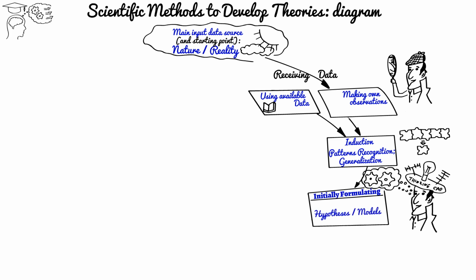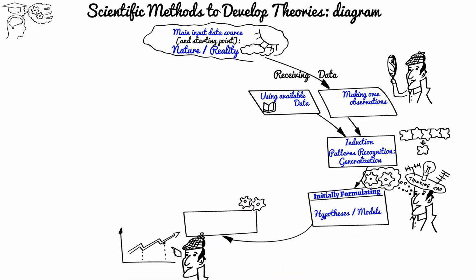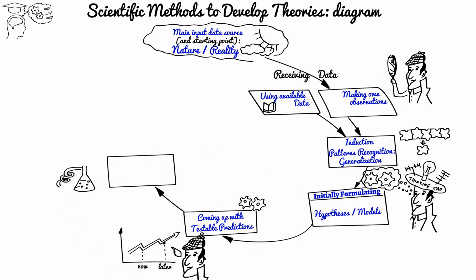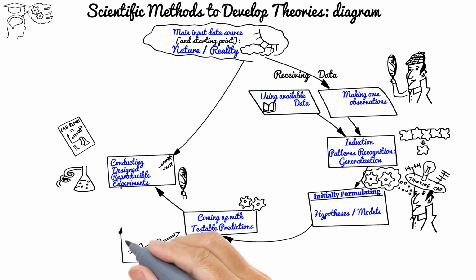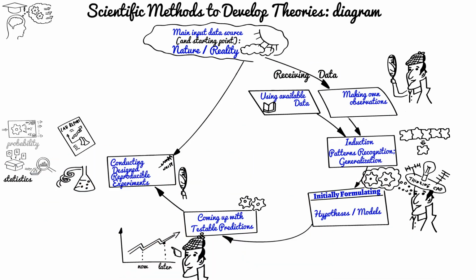Remember, evidence is very important for science. Therefore, you need to verify your hypotheses and models. To prove or disprove, you need to come up with some testable predictions. Follow up with actually designed, reproducible experiments to be conducted. Good to keep in mind that test results may heavily use statistics and probability.